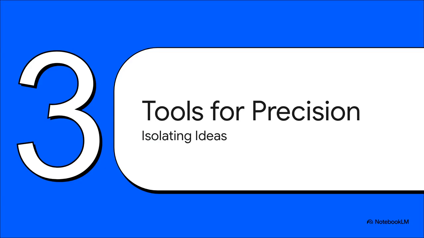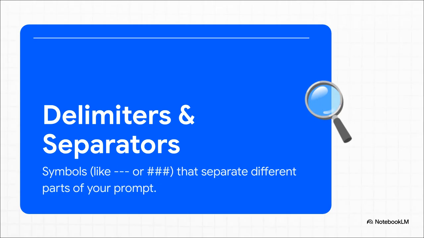All right, our third set of tools is all about precision. This is how you make sure the AI can handle multiple different ideas in a single prompt without getting them all jumbled up and confused. And the key tool here is something called a delimiter. Now, don't let the technical name fool you. It's just a symbol. Think of it like 3 dashes or a few hashtags. It acts like a hard stop, a fence, between the different parts of your prompt.